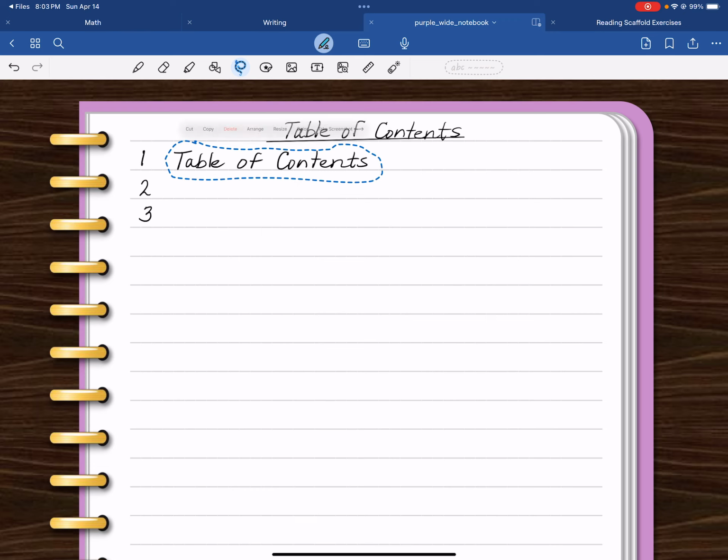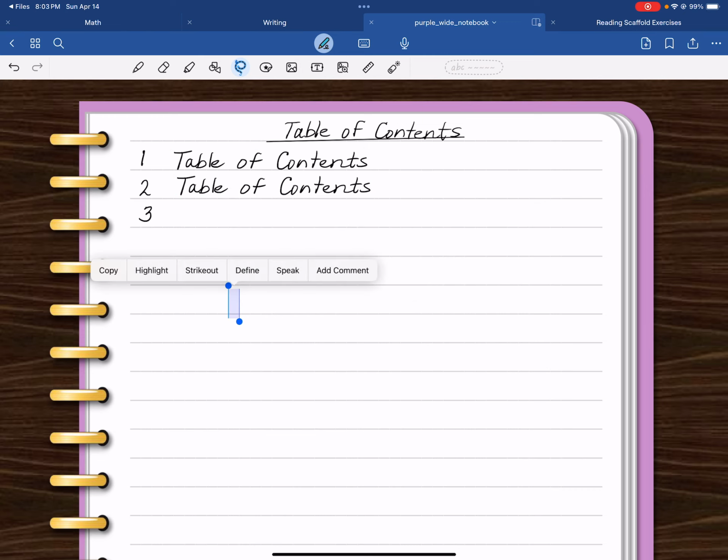Let me just try to copy and paste it. GoodNotes is a very good app if you want to use this material to teach. I encourage you to try out GoodNotes, and of course it's going to act up on me. I'll come back and get that third one in a little while.